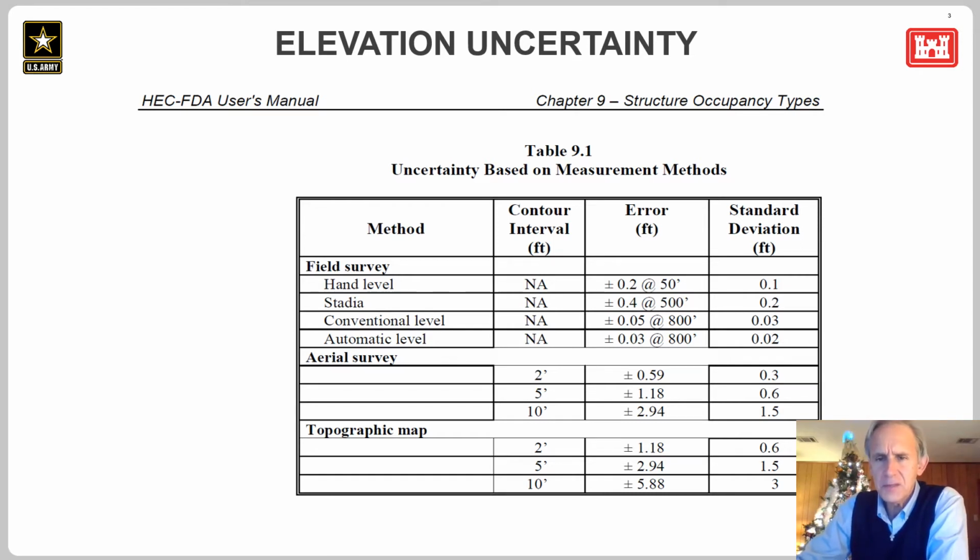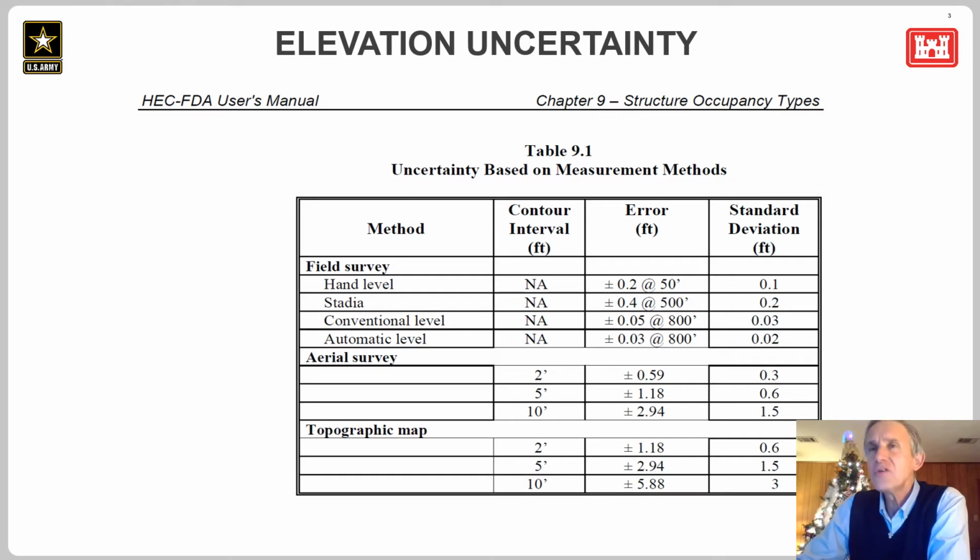It talks about uncertainty based on measurement methods. If you remember in our intro, we talked about uncertainty being based on the method that you use to calculate whatever the value is for a parameter, in this case the first floor elevation. At the beginning of the Southwest Coastal study, we actually did use 2-foot contours. I know today LiDAR information would be used.